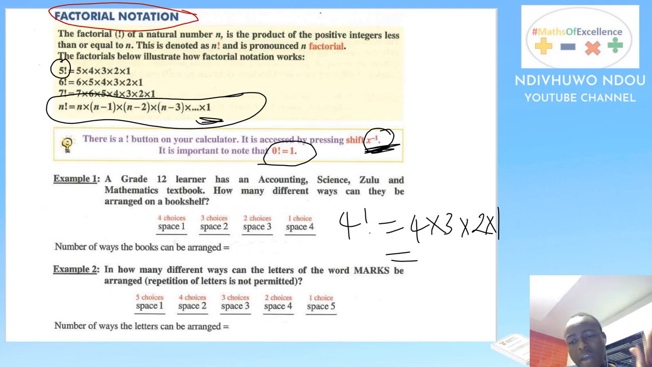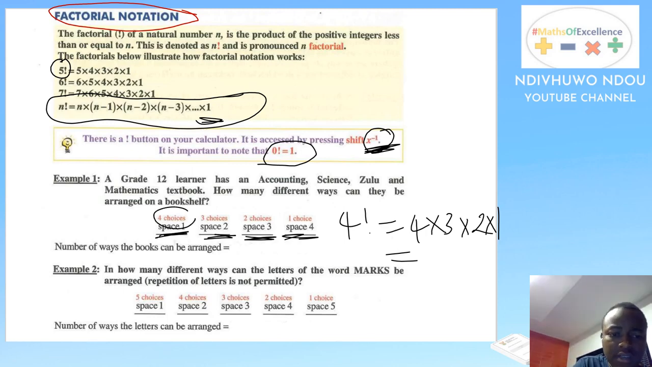It means because we have 4 textbooks, we need 4 spaces, right? 1, 2, 3, 4. 4 spaces. So in the first space, how many choices of books can you put there? You can either put an accounting book, a science book, a Zulu book, or a mathematics book. So how many choices of books can be placed in the first space? It's 4 choices, right? Okay, 1 book is going to sit there.